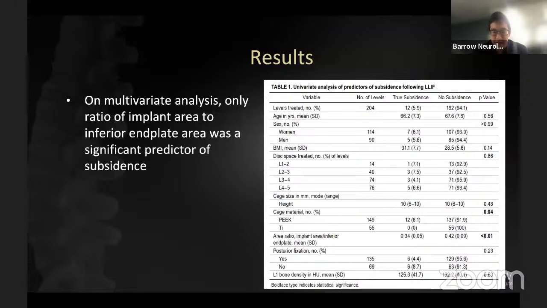And the other factor that was found to be predictive on univariate analysis was the ratio of the implant area to the inferior end plate area. You can see that for patients who subsided, the ratio was 0.34. And for those who did not subside, the ratio was 0.42. And on multivariate analysis, the only factor that appeared to be protective against subsidence was a higher ratio of implant area to inferior end plate area, indicating basically that larger grafts with more end plate contact were less likely to subside.